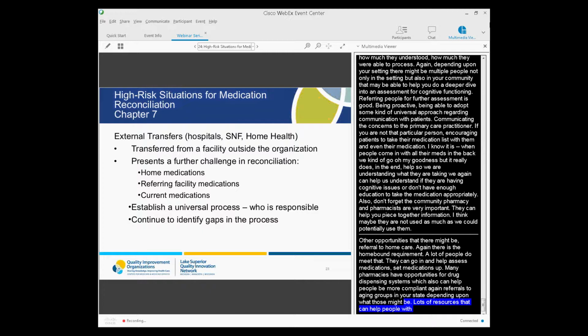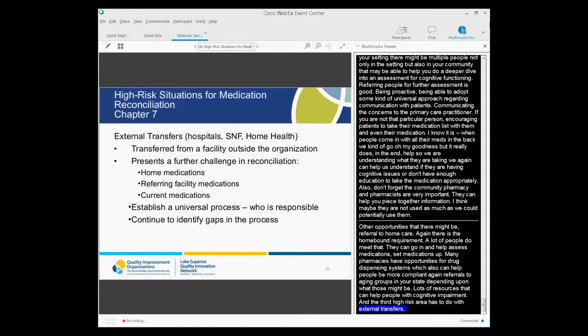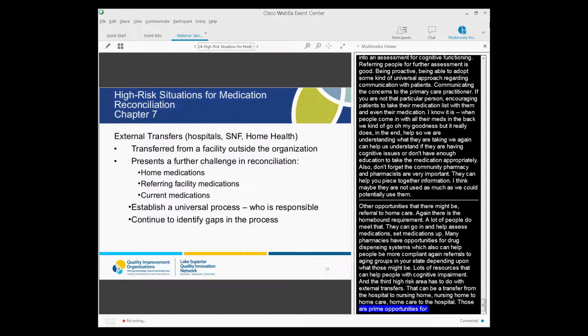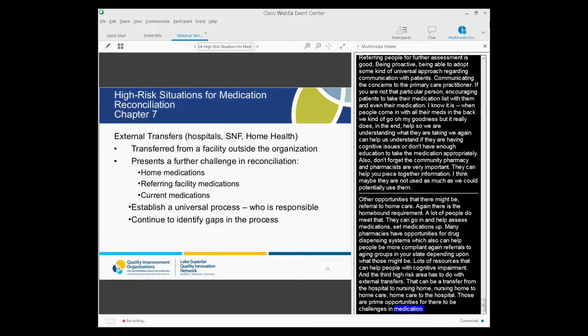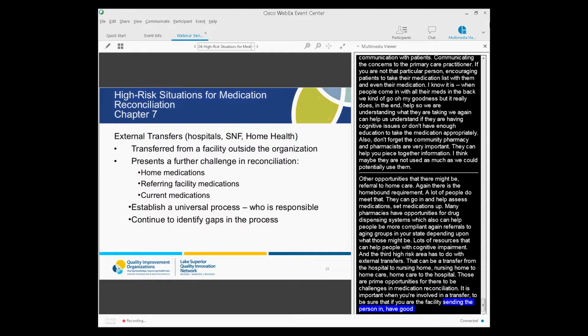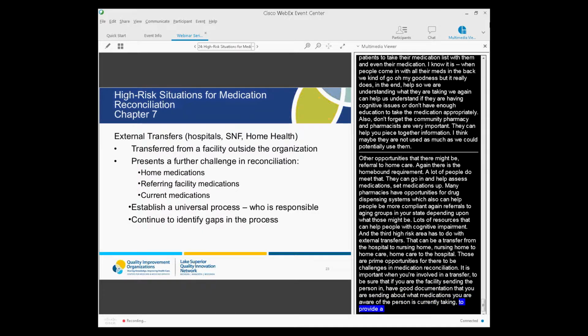And the third high-risk area has to do with external transfers. That could be a transfer from the hospital to the nursing home, or from the nursing home to home care to the hospital. Those are really prime opportunities for challenges in medication reconciliation. So when you're involved in a transfer, if you're the facility sending the person in, be sure to send really good documentation about what medications you're aware the person is currently taking, a list or some kind of documentation for the receiving facility. It's always good practice to call and have a conversation, kind of doing the SBAR process.